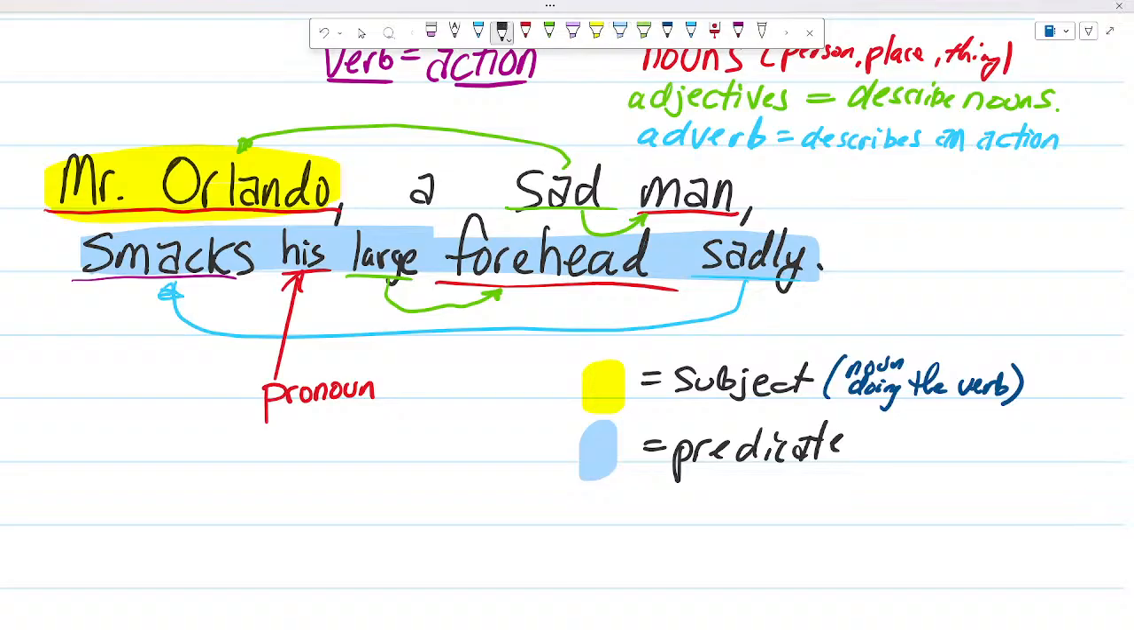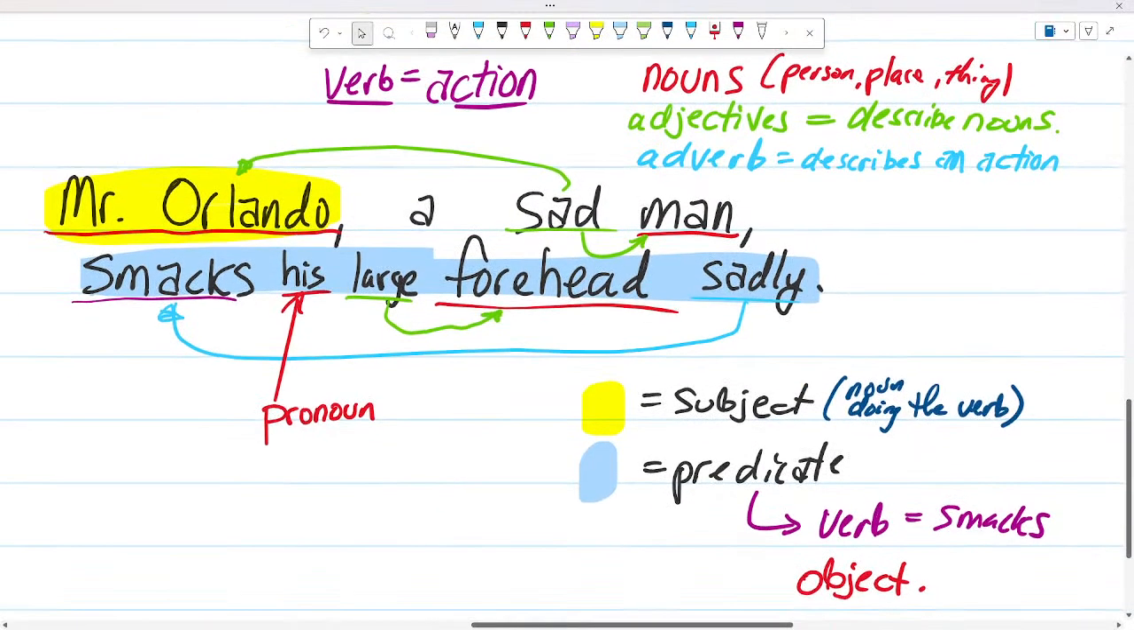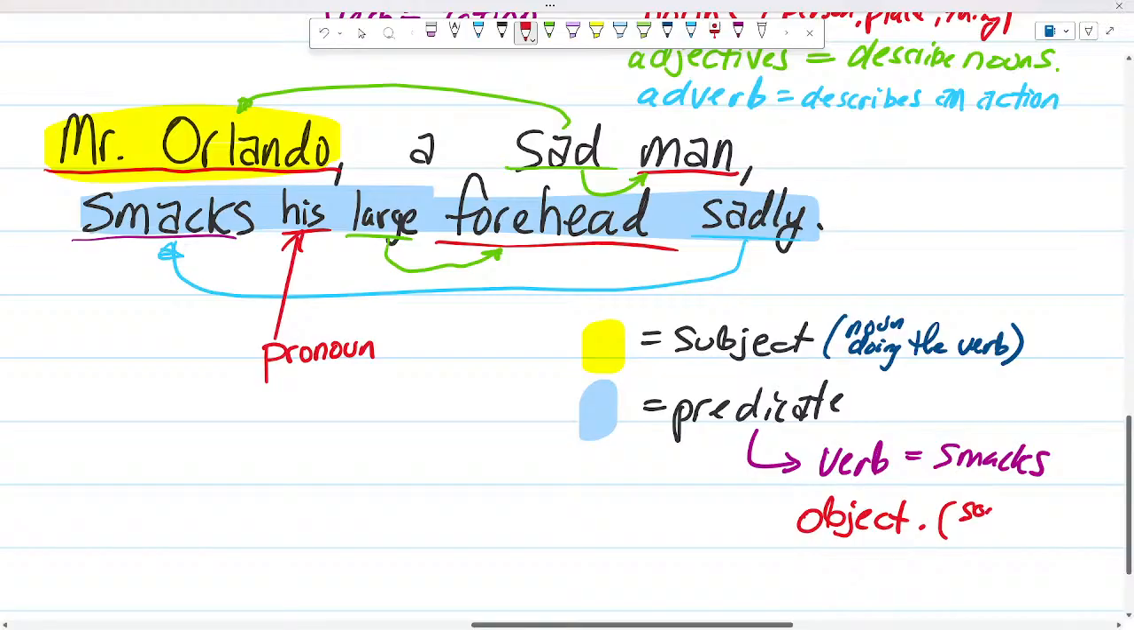Now, within the predicate, we have the verb, which is the action, which we already know. What was our verb in this case? Smacking. So, smacks. And now, the noun isn't just a noun. It is specifically understood to be an object. Because there's two types of nouns. A noun can be a subject. It's the thing doing the doing. And it can be an object which something is done to. So in this case, Mr. Orlando is the subject of the sentence because Mr. Orlando is doing something. His forehead is having something done to it, which makes it the object.